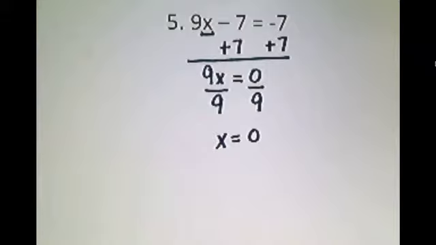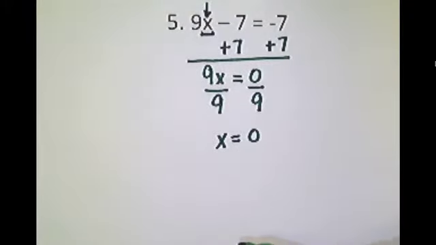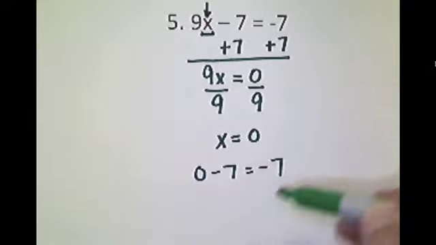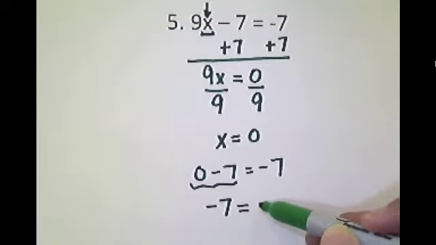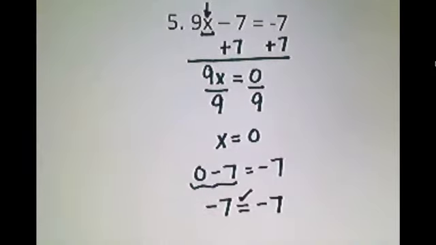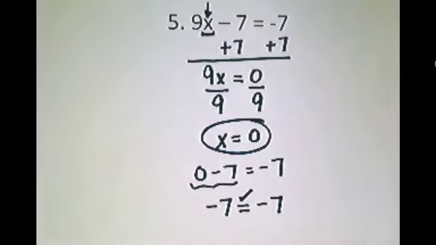You can always make sure that you have found the right solution by substituting it back into the original equation to see if it makes a true statement. So I'm going to plug 0 right back in for x. 9 times 0 is 0. Continuing with the left side, 0 minus 7 is -7. And on the right side, I have -7. This is the same value on the left and the right, so therefore we did find the correct solution. The only solution to that equation is going to be x equals 0.